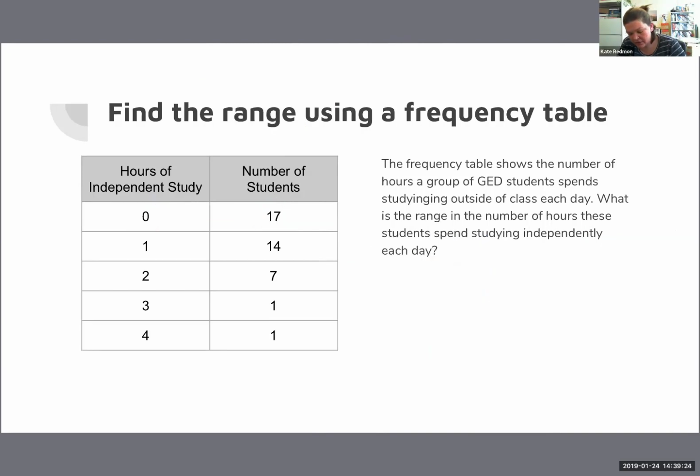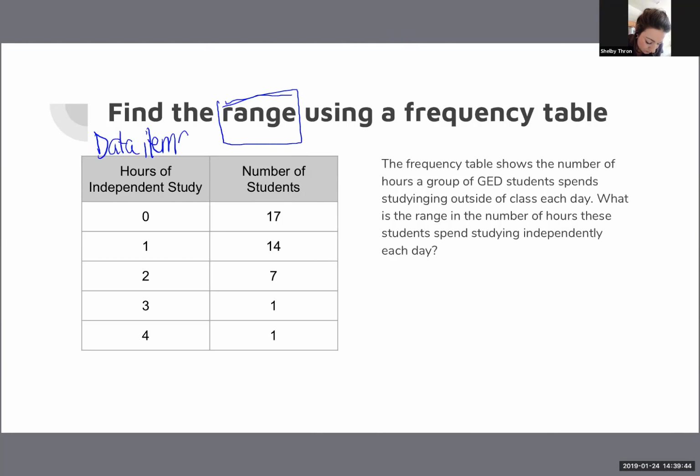Now I want you to find the range using a frequency table. And this one also throws students because they overcomplicate range when they look at a frequency table. So again, I have the same frequency table with my hours of independent study. This is my data items. Every answer I got to my question, how much time do you spend outside of class studying, was between 0 and 4. And then I have my frequency, which was my number of students who answered that way. And I want the range. Remind me what the range is. The number in between the first and the last number. Yeah, it's the span or the difference.